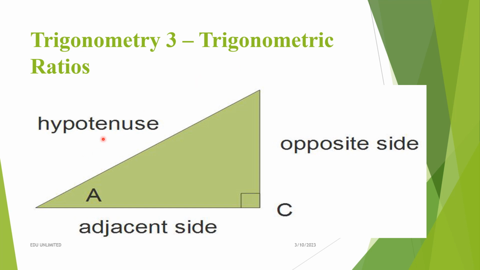So first of all, we have the hypotenuse. The hypotenuse is the longest side in the right angle triangle. And then we have the opposite side. So if the angle A is the angle in question, then the opposite side would be the side opposite to angle A. And then we have the adjacent side. So the adjacent side is the side that is adjoining angle A, but is not the hypotenuse.